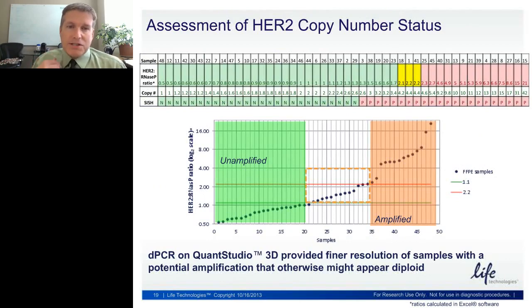So what Dr. Ping suggests is that digital PCR allows you to save the work, save on screening because of 2 things. First of all, if you just do digital PCR first, you can find those samples quite easily, which are amplified or unamplified. He suggests that the cutoffs for those equivocal samples should be between 1.1 and 2.2. And only these need to be analyzed now by in situ hybridization, saving a lot of work because instead of analyzing 48 samples by in situ hybridization, he only has to analyze 15 samples.